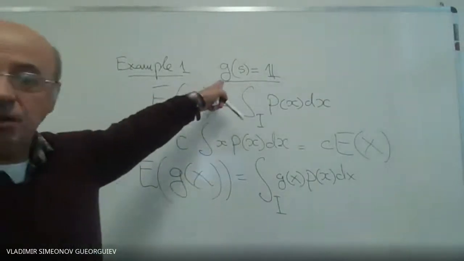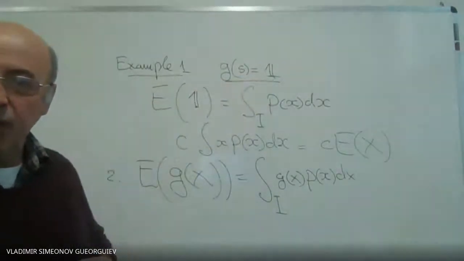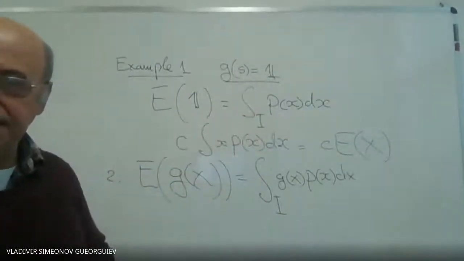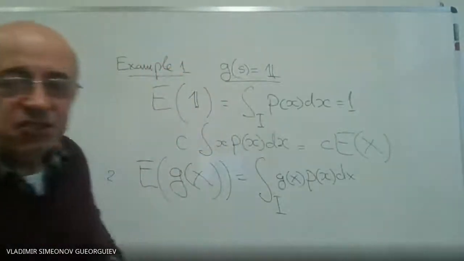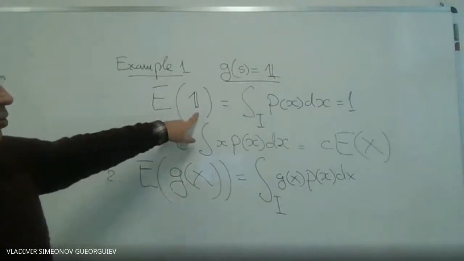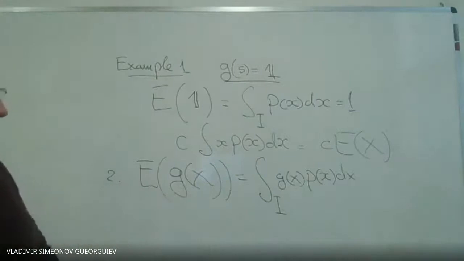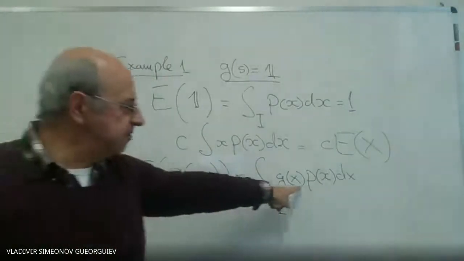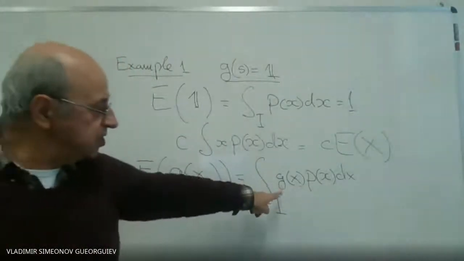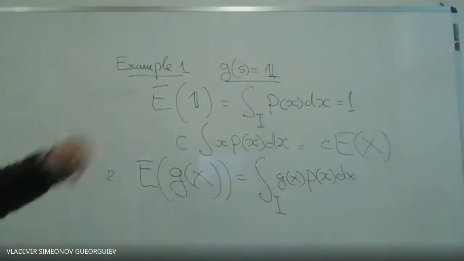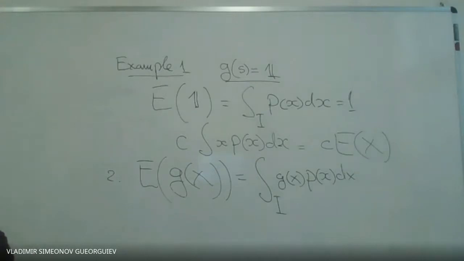Yes, but g was equal to what? Our function g is identically 1. Exactly. This is the result. So the expectation of 1 is 1, according to this rule. If you have any function g(x), you put it here and compute your integral. And we know that the expectation of 1 is 1.